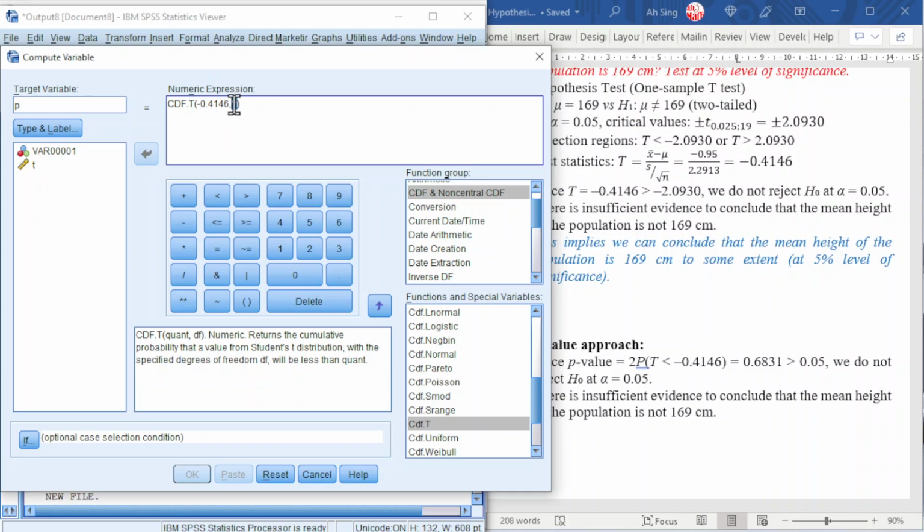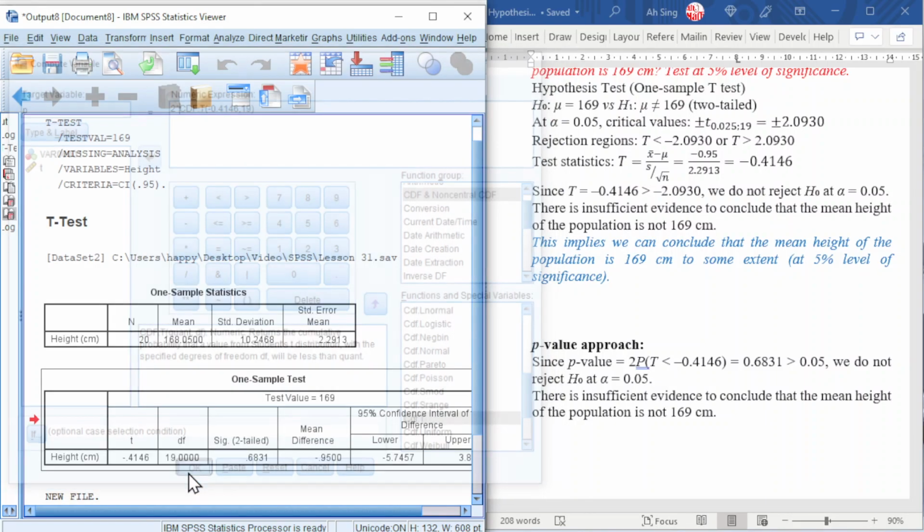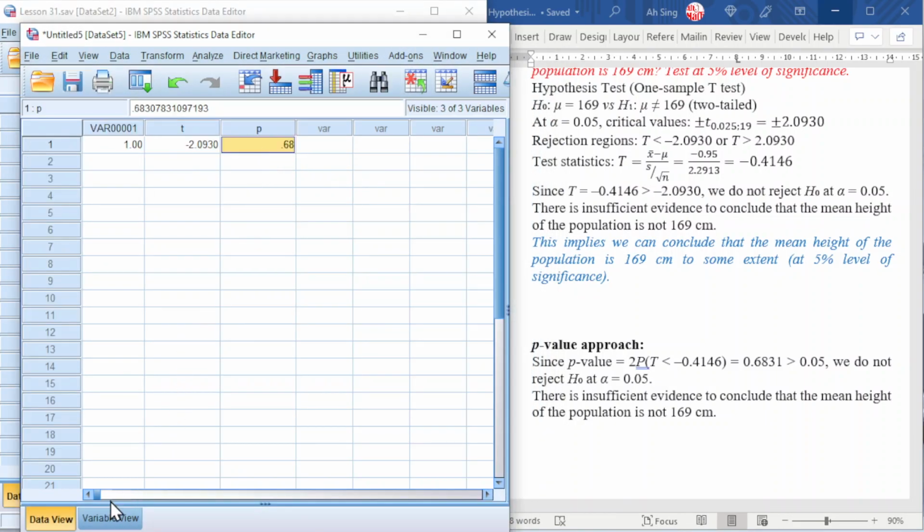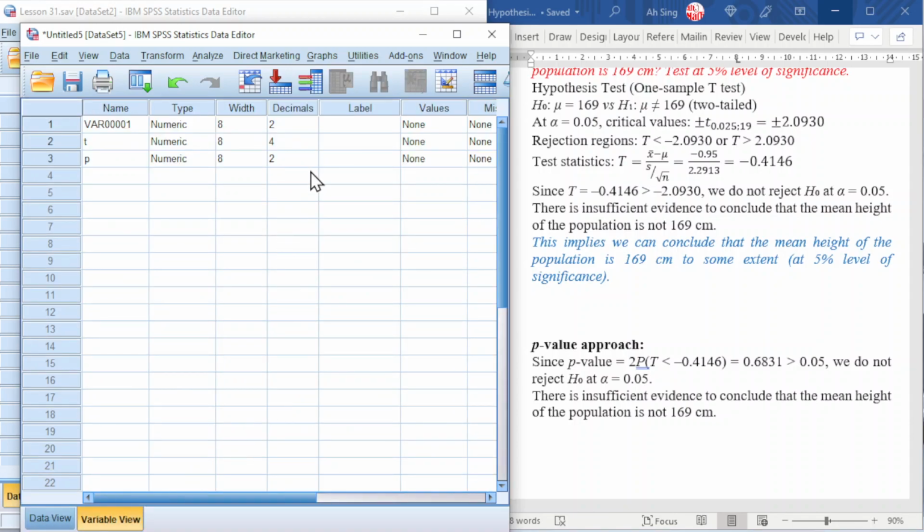Degree of freedom is 19, which is 20 minus 1. And what we need here is two-tail, which means that we should take 2 times the value. Click on OK, and we should obtain the value. As we can see here, also go to variable view to increase the decimal point if needed.